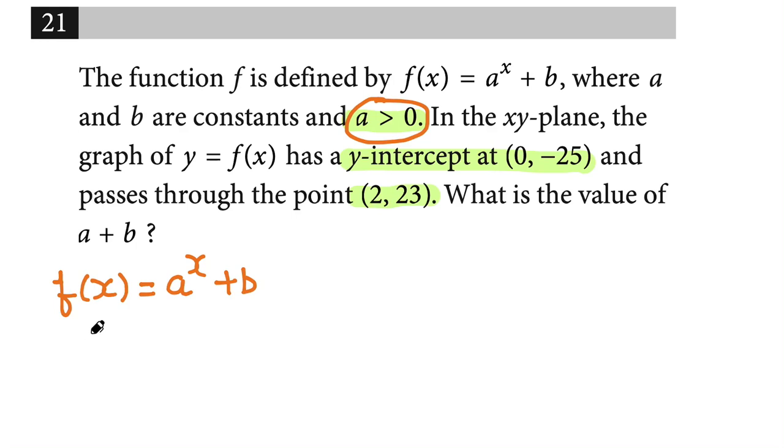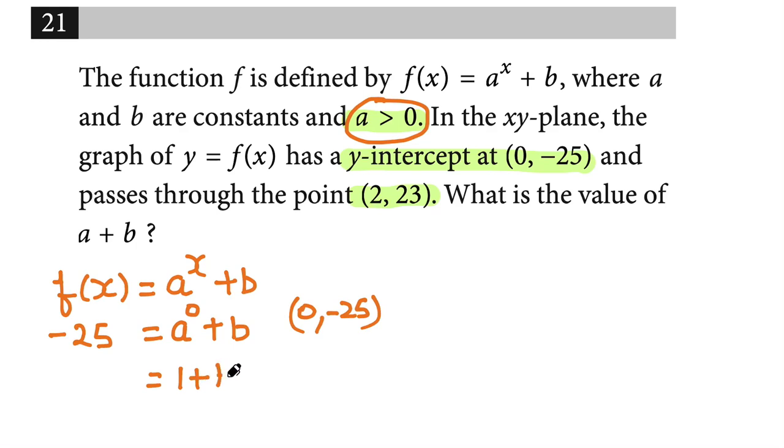First, I am going to use (0, negative 25). That means f of x is negative 25 and it's a raised to power 0, since x is 0, plus b. Now anything raised to power 0 is 1. So that is 1 plus b is equal to negative 25. Subtracting 1 on both sides, b is negative 26. Here it is given a is greater than 0. B can be negative. This condition is only for a.